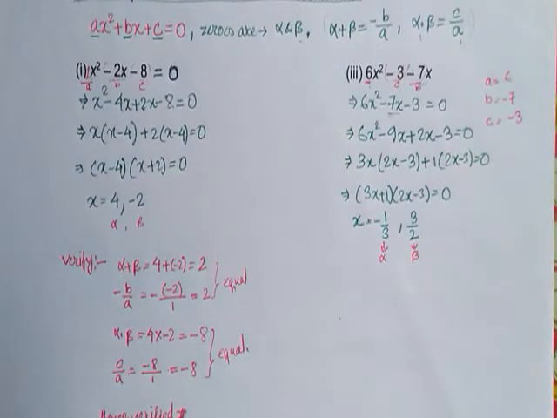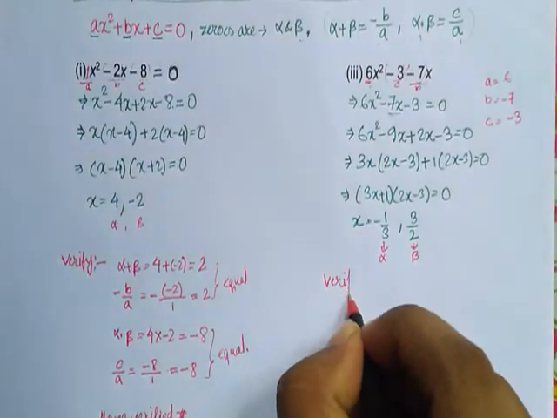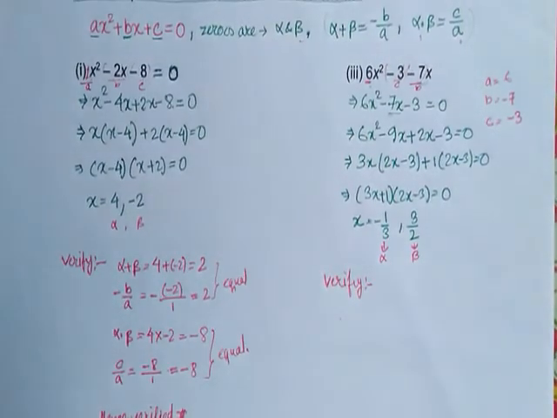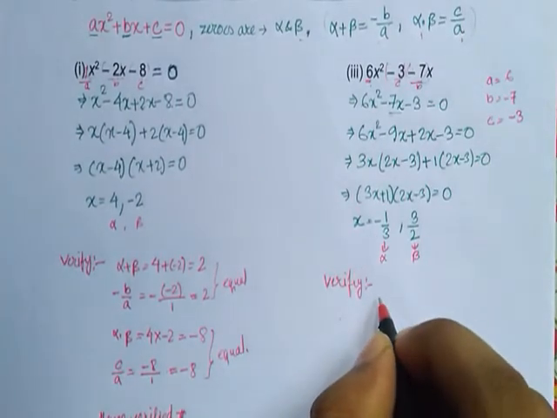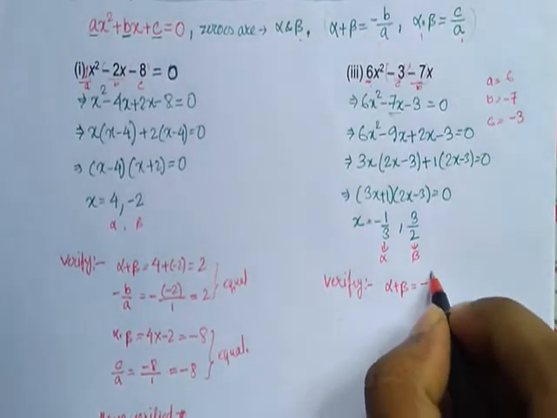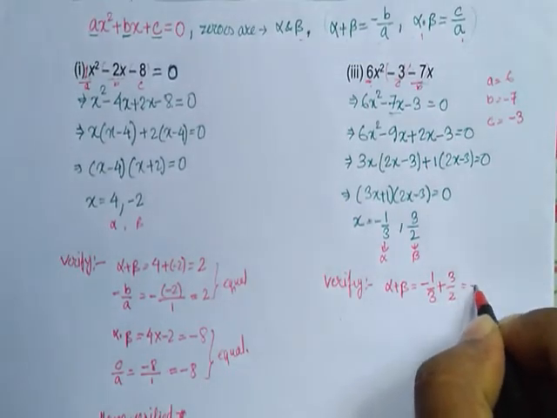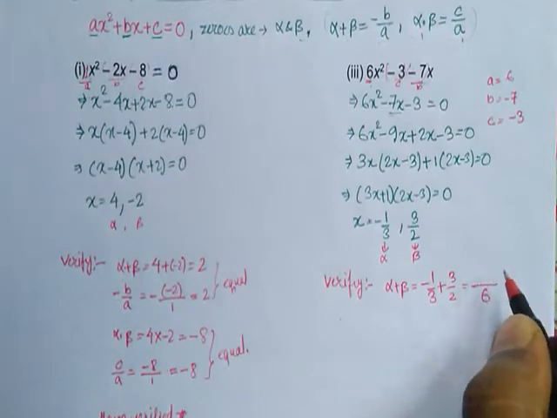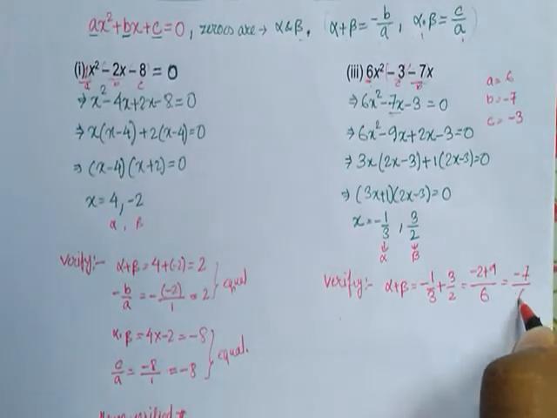To verify, the first condition is the sum of the roots. Let's add the roots. Alpha plus beta equal to minus 1 by 3 plus 3 by 2. We add them to get minus 2 plus 9, that is 7 by 6.